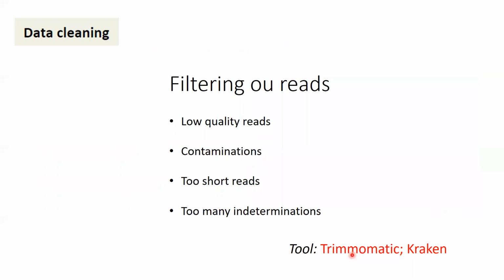We can not only get rid of pieces of reads, but also exclude complete reads, for instance if they contain contaminations, that means we have sequenced something else which is not our bacteria of interest, or if the reads are too short, or if they contain too many indeterminations. All of this can be done with Trimmomatic and Kraken. And again, you will apply these tools in the hands-on tutorial.